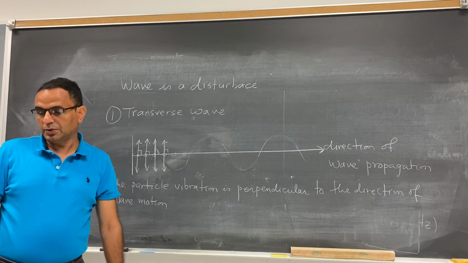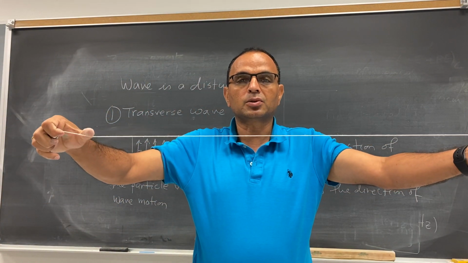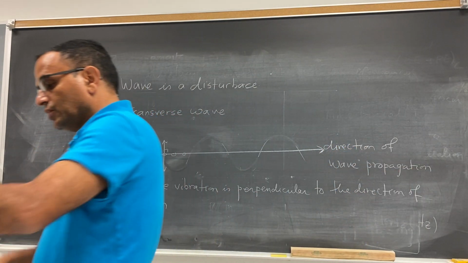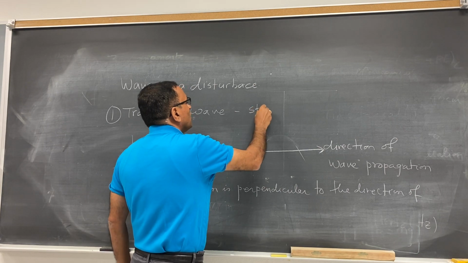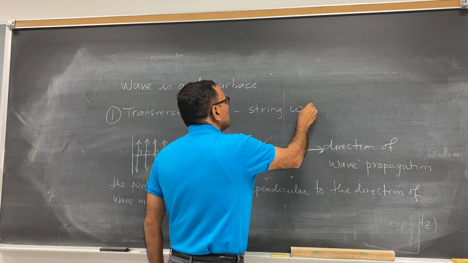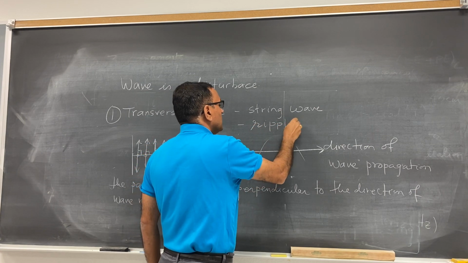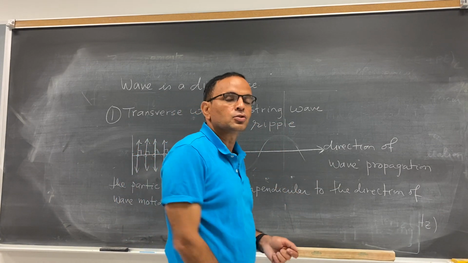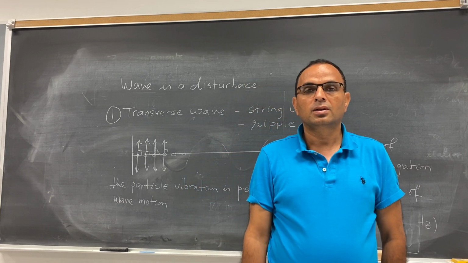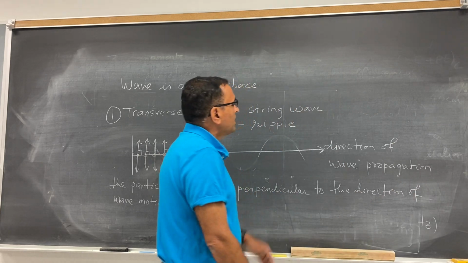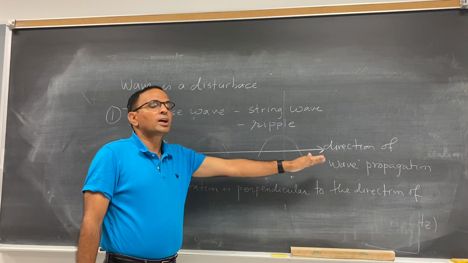So that is a transverse wave. And what are the examples? The string wave is a transverse wave. So you can write down string wave. Another one, you can write down the ripple, the water wave. Ripple is also a transverse wave. Like I said, in a transverse wave, the particles vibrate up and down, and the wave propagates to the right or to the left.